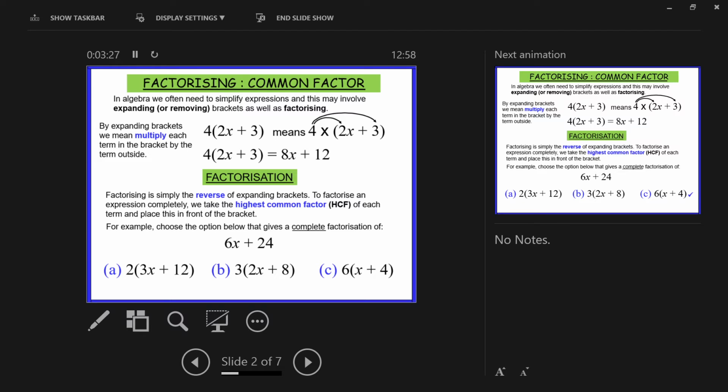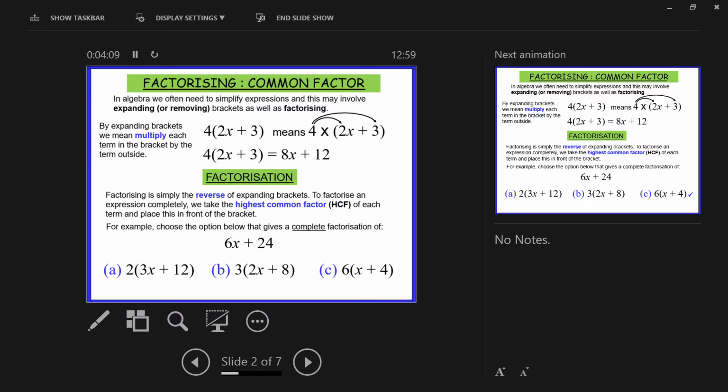Option 1 is, okay, 6 highest common factor. You have to write it down, and then after that, start your bracket. Then I say 6x divided by that 6 will give me x. 24 divided by 6 will give me 4, a positive 4. Okay? That's it.